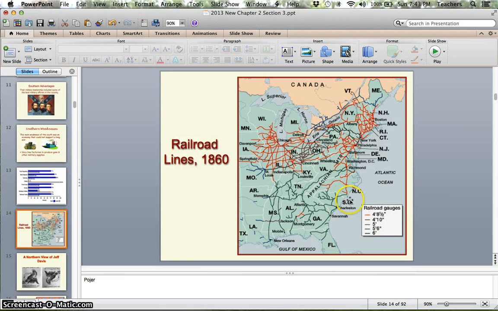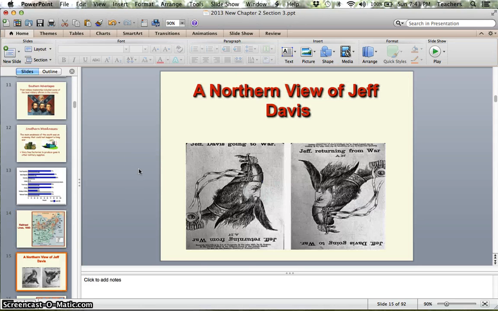If you look at this map, you can see, if you're going to get anywhere, usually you marched. You marched, you marched, you marched. And in the South, they hardly had shoes. They marched barefoot. And so trains are going to be huge to get your supplies and food and troops to certain points. And you can see the North had more railroads.